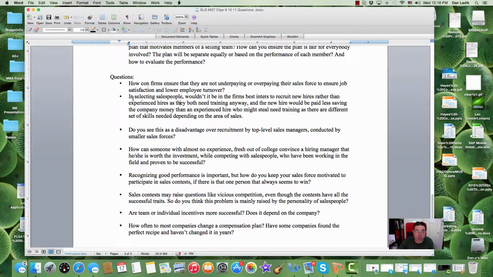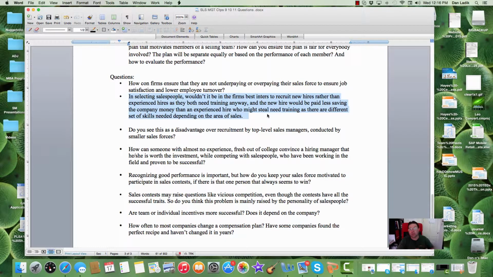That's the bigger issue. In selecting salespeople, wouldn't it be in the firm's best interest to recruit new hires rather than experienced hires, as they need training anyway? And the new hire would be paid less, saving the company more money, and an experienced hire would still need training, as there are different sets of skills depending on the area of sales.